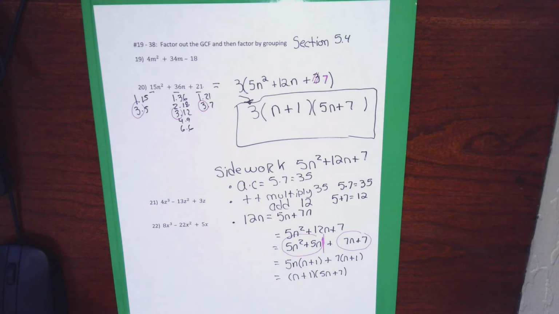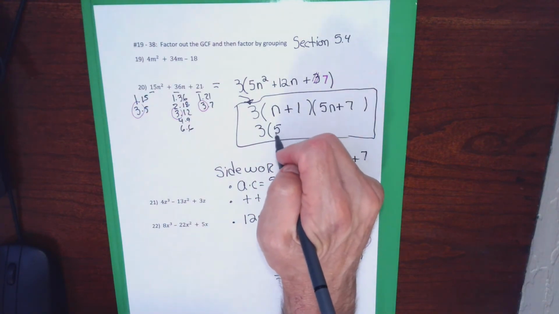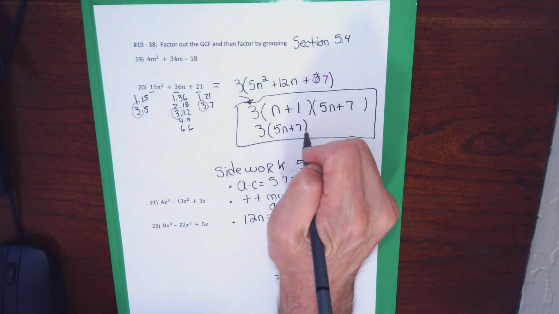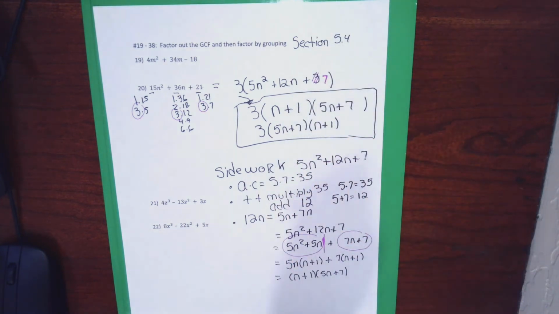So that would be an acceptable answer for 20. Of course, I can always flip-flop my parentheses. I could even move my common factor around, but that would be odd. The common factor is almost always written first. It's the parentheses that we have some flexibility with.